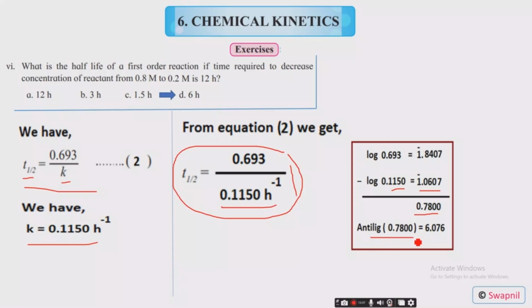So antilog of this value is 6.076. Hence the half-life of the given reaction is 6 hours, and the correct option is option D.